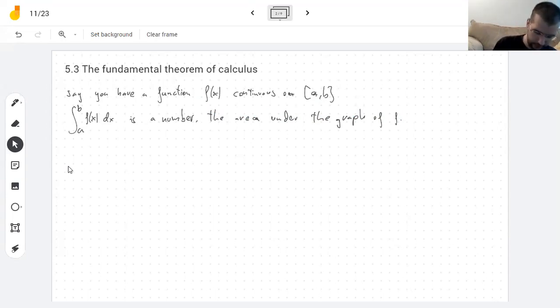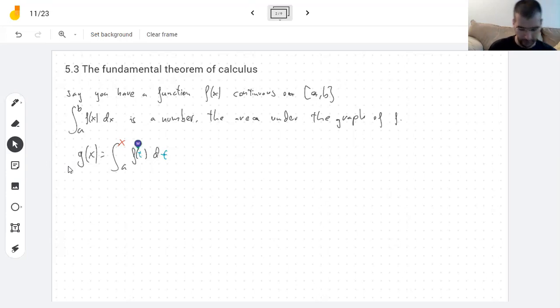The way you can turn it into a function is by writing an integral, but letting the endpoint vary. So then you have a function that tells you what area there is up to a particular point.